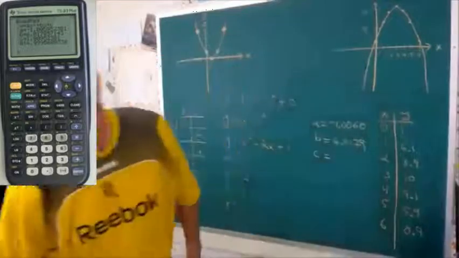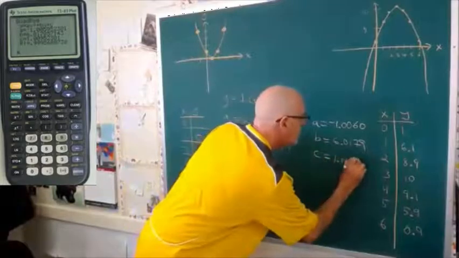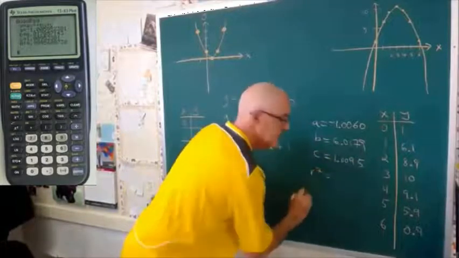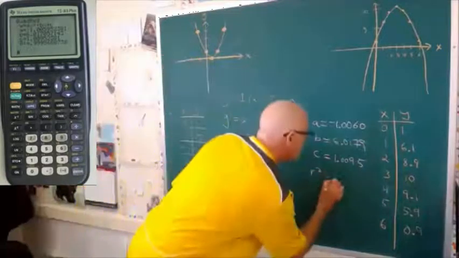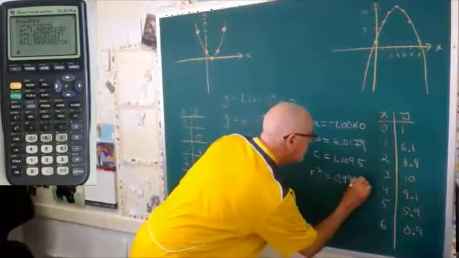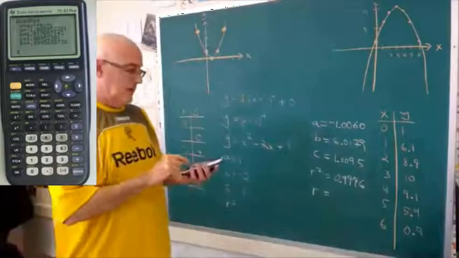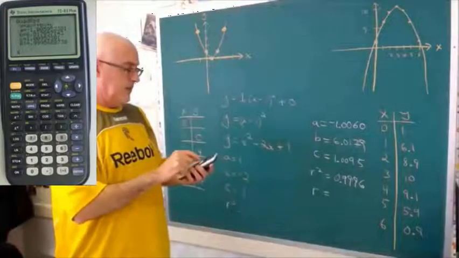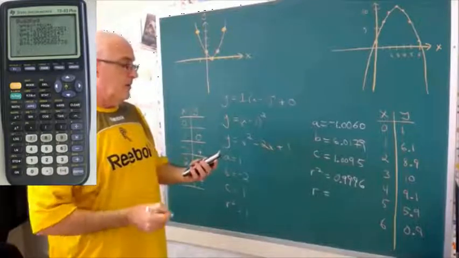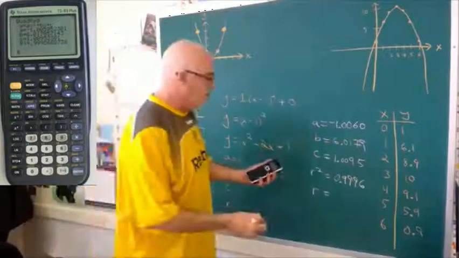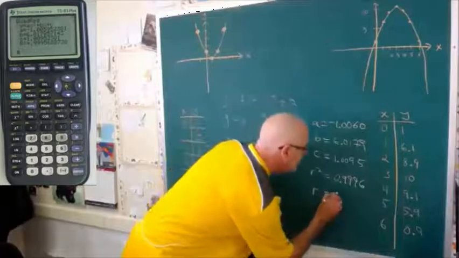My c, 1.0095. My r squared is equal to 0.9996. My r, therefore, is equal to the square root of that, which is 0.99, well, it rounds to 1, so I'm not going to round it too high. I'm going to put 0.9998.